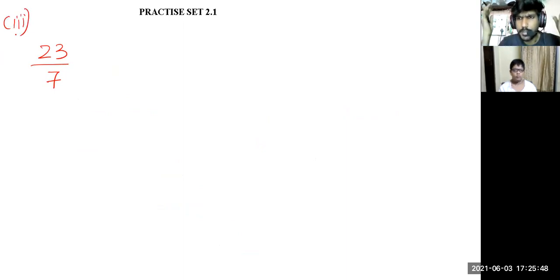23 upon 7. Third sum is 23 upon 7. Looking at the sum, is it possible to make the denominator some multiple of 10, 100 or so? Is it possible? No, sir. So we'll go for the usual long division method. Can you do this? Do it and tell me the answer.